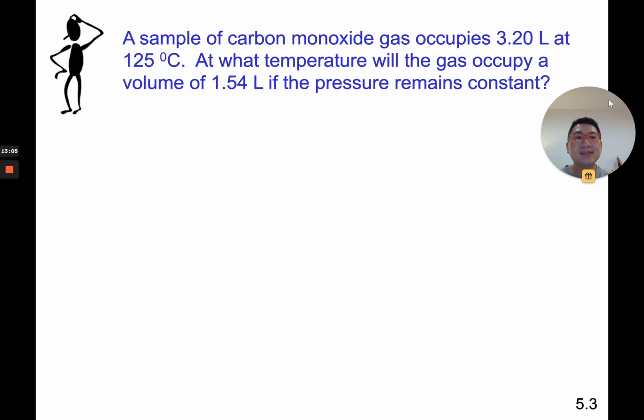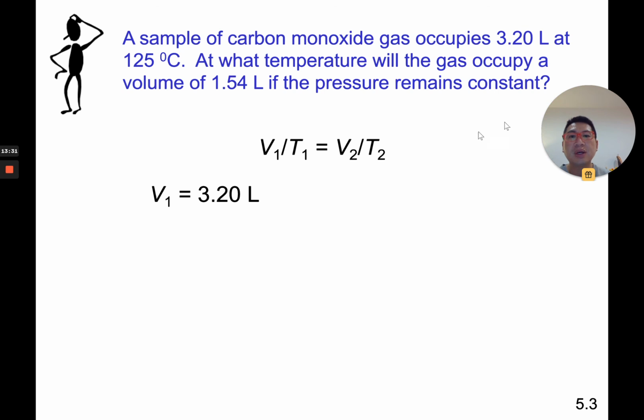The question reads: a sample of carbon monoxide occupies 3.2 liters at 125 Celsius. At what temperature will the gas occupy a volume of 1.54 liters if the pressure remains constant? We're obviously going to use the equation V1 over T1 equals V2 over T2: volume over temperature equals new volume over new temperature. Do I know the initial volume? Yes, it was 3.2 liters. Do I know T1, the initial temperature? It's 125. Whoa, I thought it was 125, but I wrote 398.15. Why did I do that?